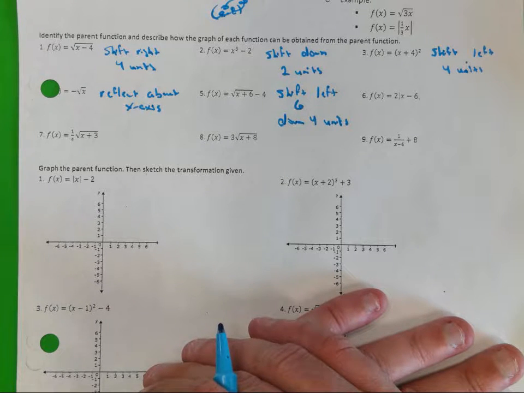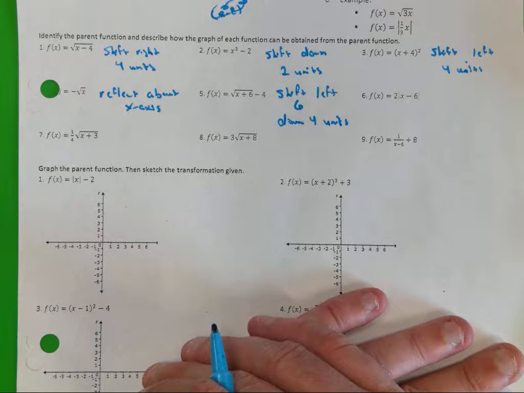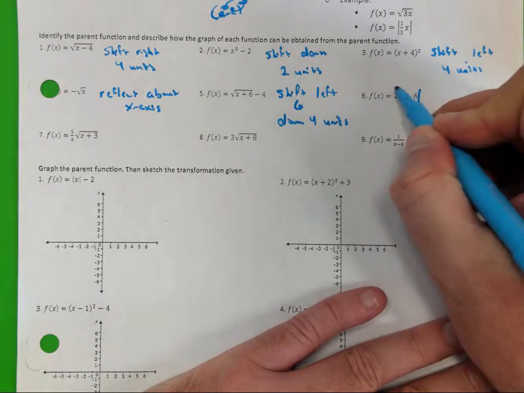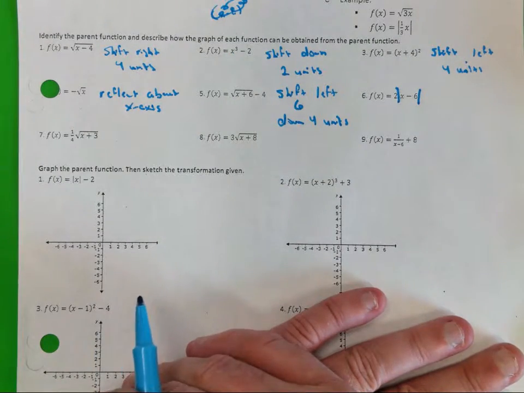Number 6. The 6 is inside the absolute value, correct. It should be this right here, I'm sorry. I need to retype my notes. Alright.